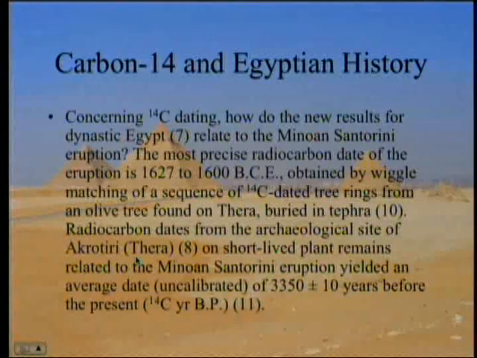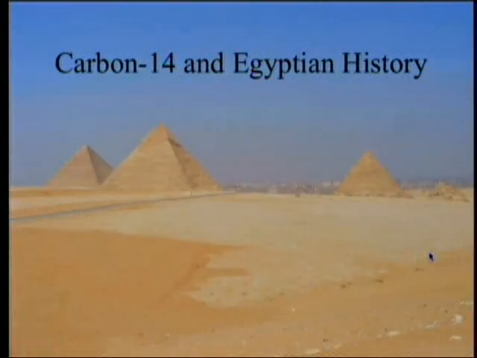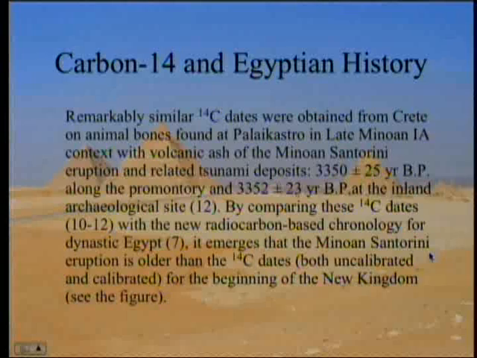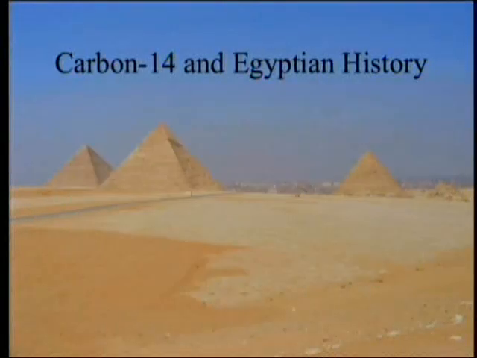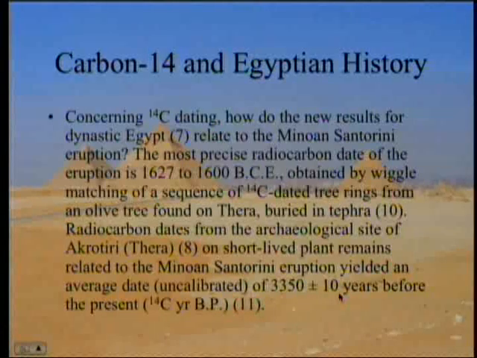Radiocarbon dates from the archaeological site of Akrotiri in Thera, on short-lived plant remains related to the Minoan Santorini eruption, yielded an average date, uncalibrated, of 3350 plus or minus 10 years before the present, which you need to calibrate, but probably would calibrate to somewhere in that range. Remarkably similar carbon-14 dates were obtained from Crete on animal bones found at Palaikastro in the late Minoan 1A context, with volcanic ash from the Minoan Santorini eruption and related tsunami deposits, 3350 plus or minus 25. Now, the other one was 3350 plus or minus 10, so that's pretty close.